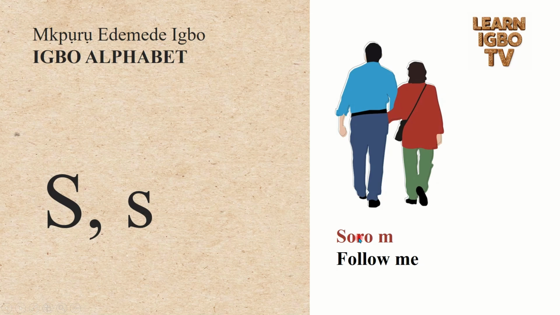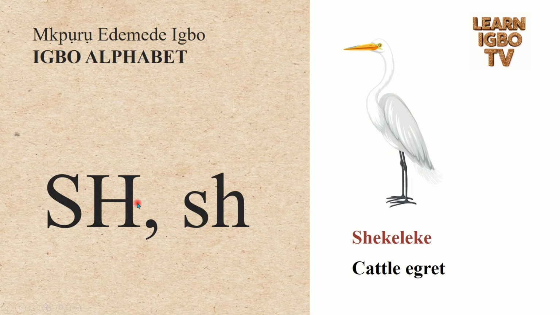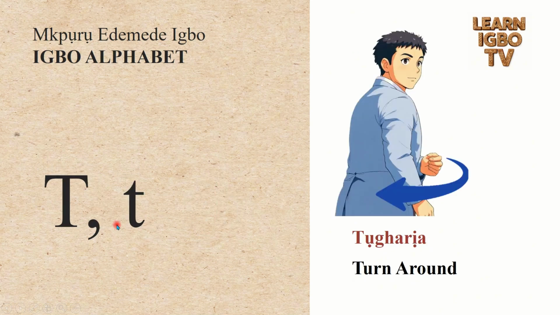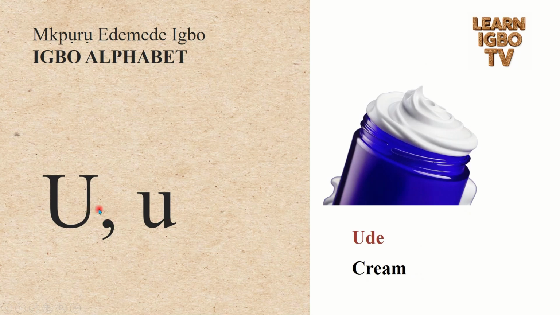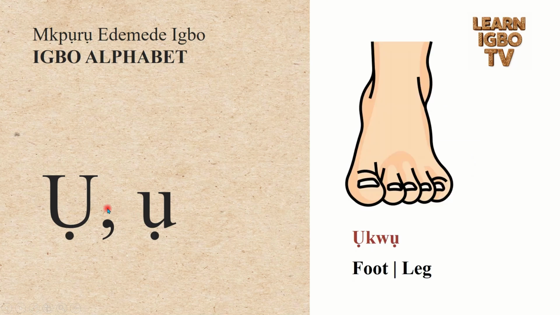S for sorom. Sh for shekeleke. T for tụgharịa. U for ude. Ụ for ụkwụ.